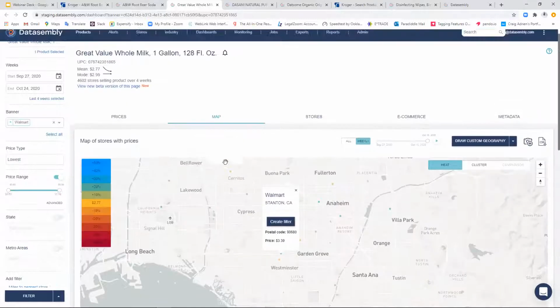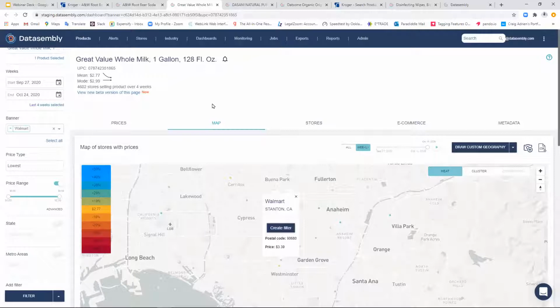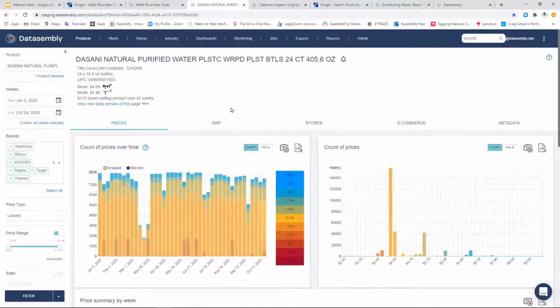From here, I've got a couple other examples that I want to make sure that we do walk through. The next one is going to be just a Dasani natural purified water, right? Another product that we see all over the country. And this histogram gives us a little bit different of a story. Again, we're looking at this across that 42 weeks from the beginning of the year.